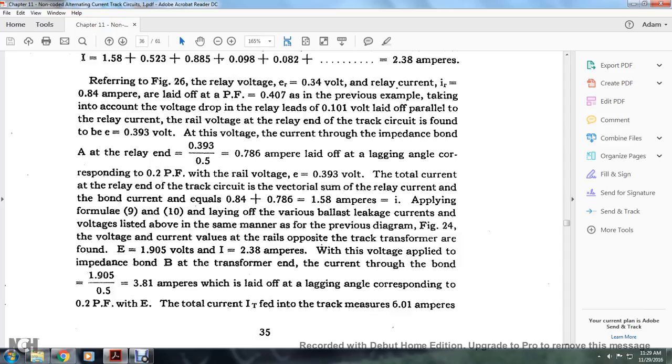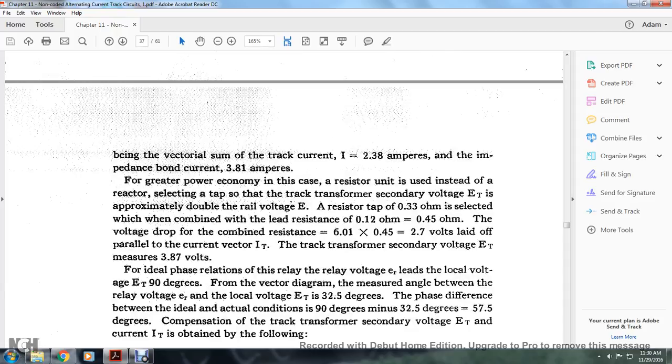The voltage applied with the impedance of the bond with the transformer and with the current through the bond is equal to 1.905 divided by 5 tenths is equal to 3.81 amperes, which was laid off with the lagging angle corresponding to 0.2 PF with the E, with the total current IT fed with the track measured at 6.01 amperes. Being the vertical sum of the track current I equal to 2.38 amperes with the impedance of the bond current with 3.81 amperes.